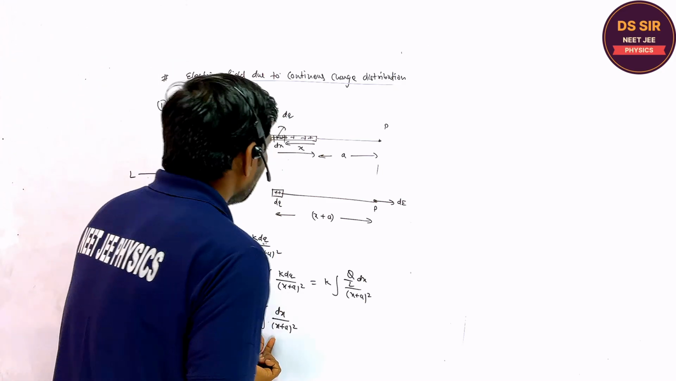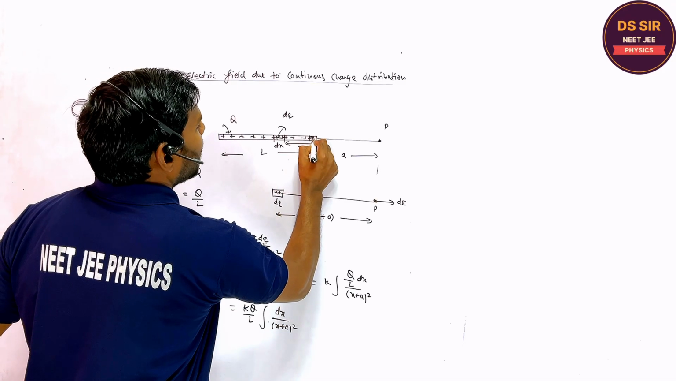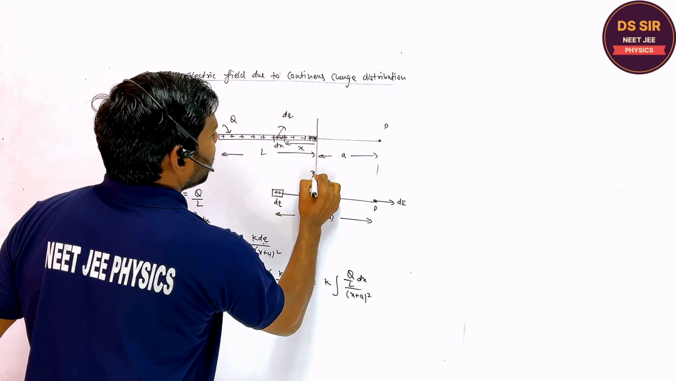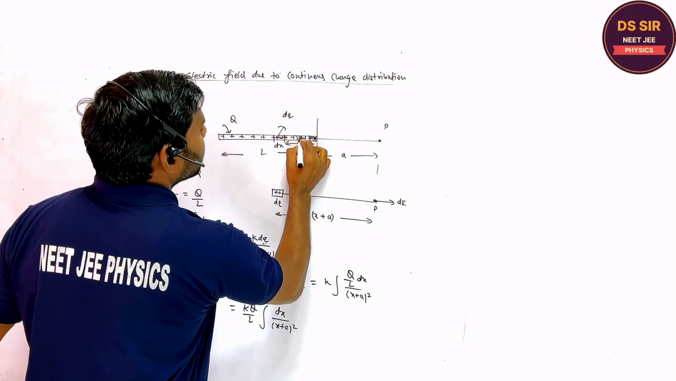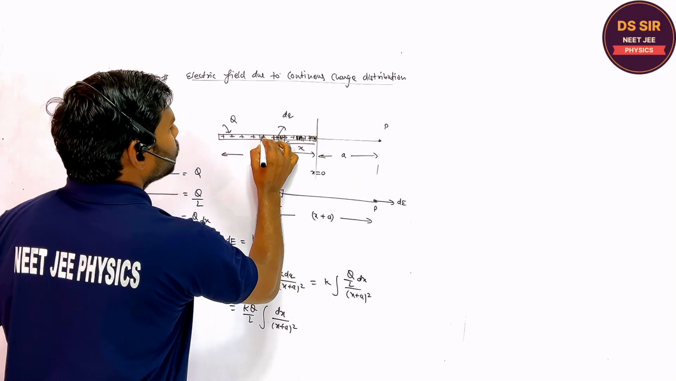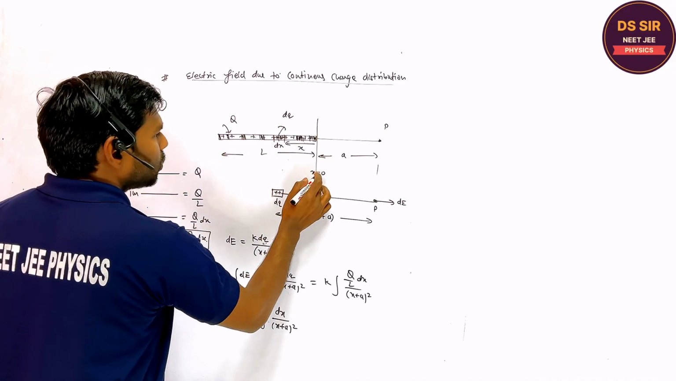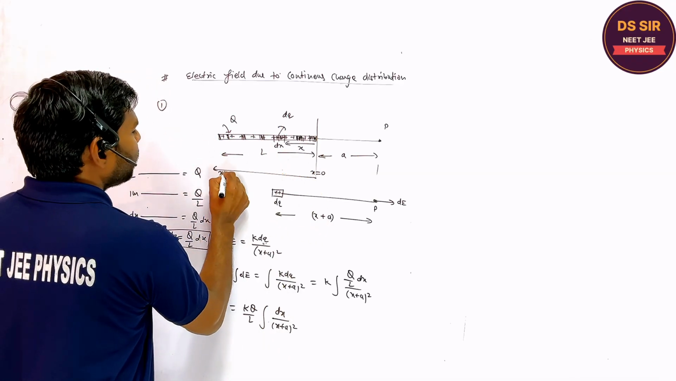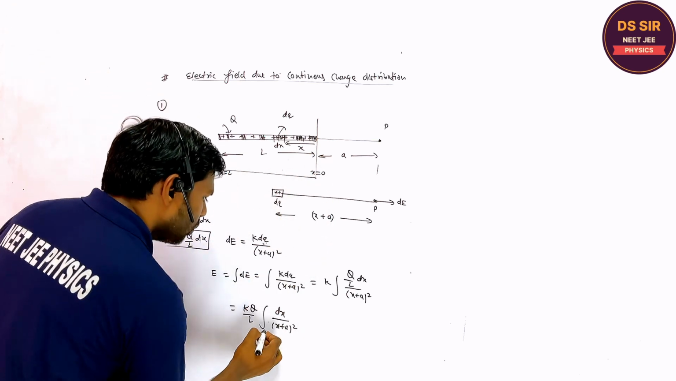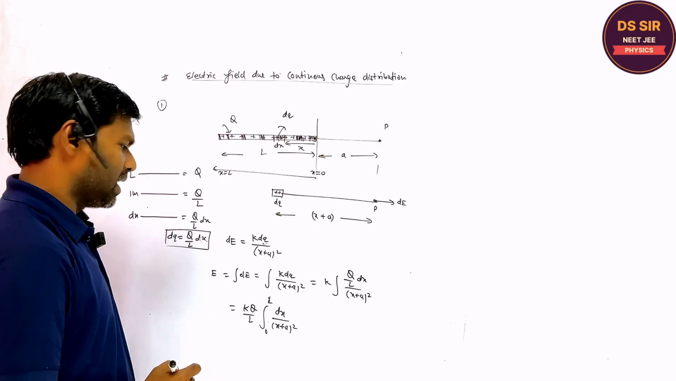Now what is the integration limit? Listen, these charges are starting from x is equal to 0. Here you have to find the electric field due to each of these charges, so you have to integrate from x is equal to 0 to x is equal to L. If you integrate this, you will get the answer.